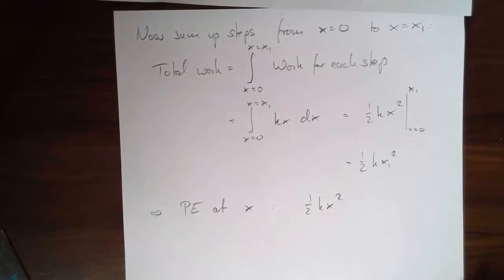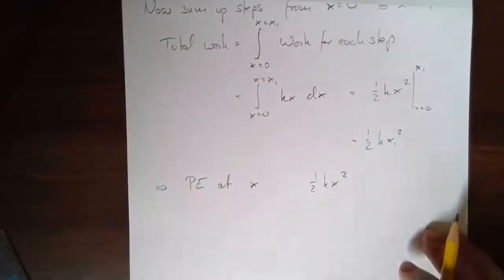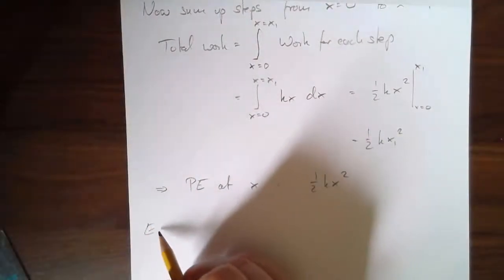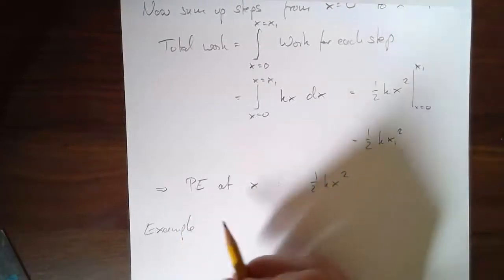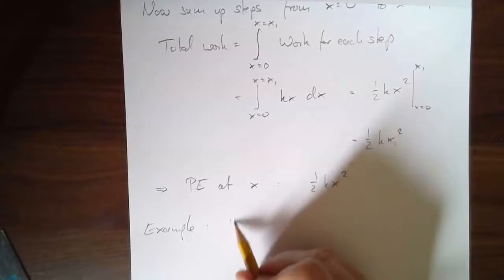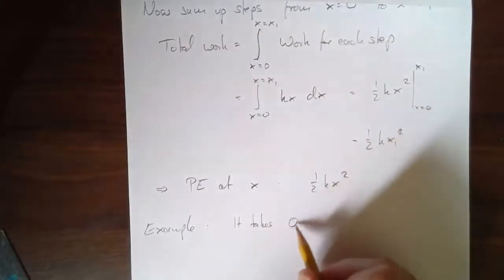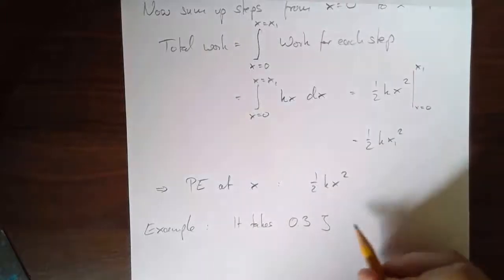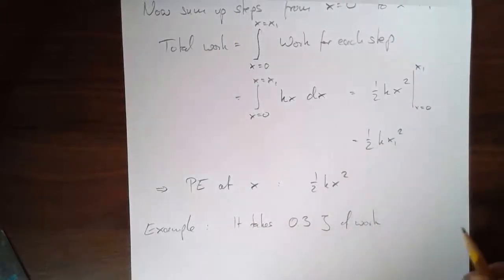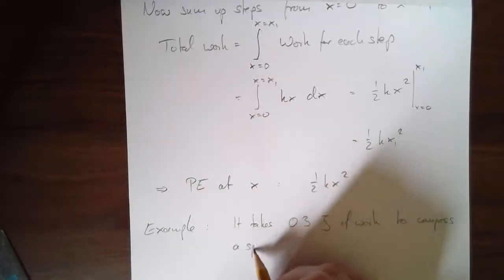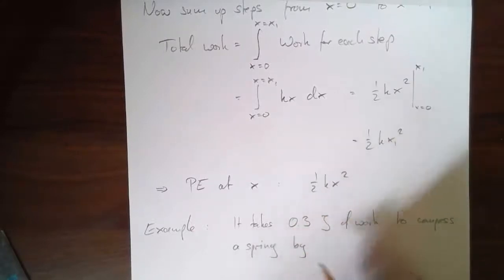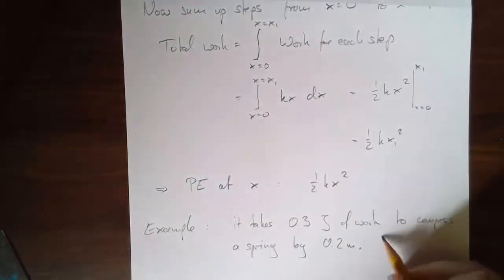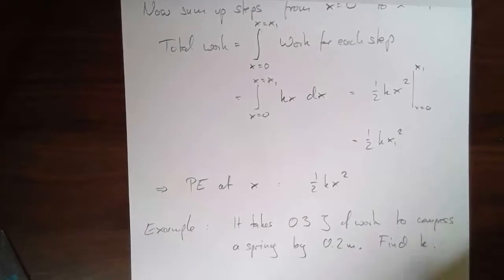Alright. So let's do just a very short numerical example to do a calculation with this. Let's suppose my example is the following. Say it takes 0.3 joules of energy, of work, to compress a spring by 0.2 meters, by 20 centimeters. Find K, the spring constant.